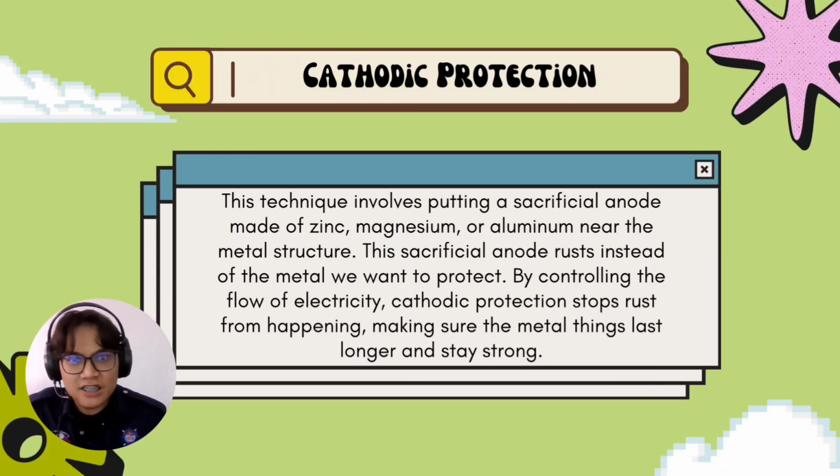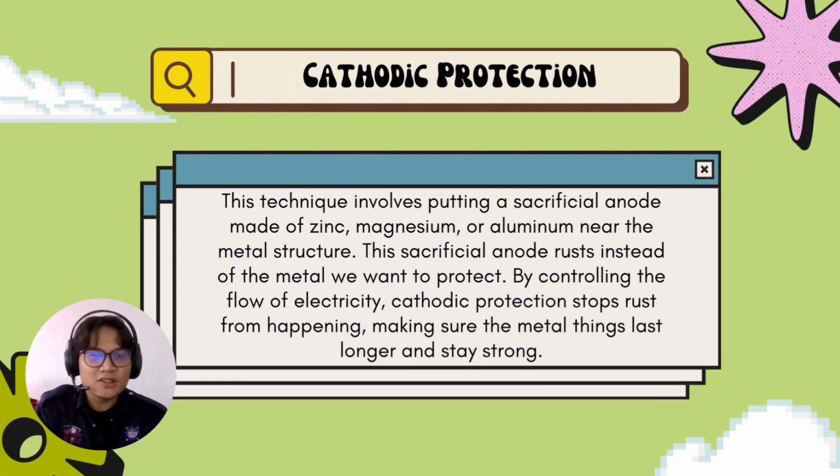Next is cathodic protection. This technique involves putting a sacrificial anode made of zinc, magnesium, or aluminium near the metal structure. The sacrificial anode rusts instead of the metal we want to protect. By controlling the flow of electricity, cathodic protection stops rust from happening, making sure the metal thing lasts longer and stays strong.